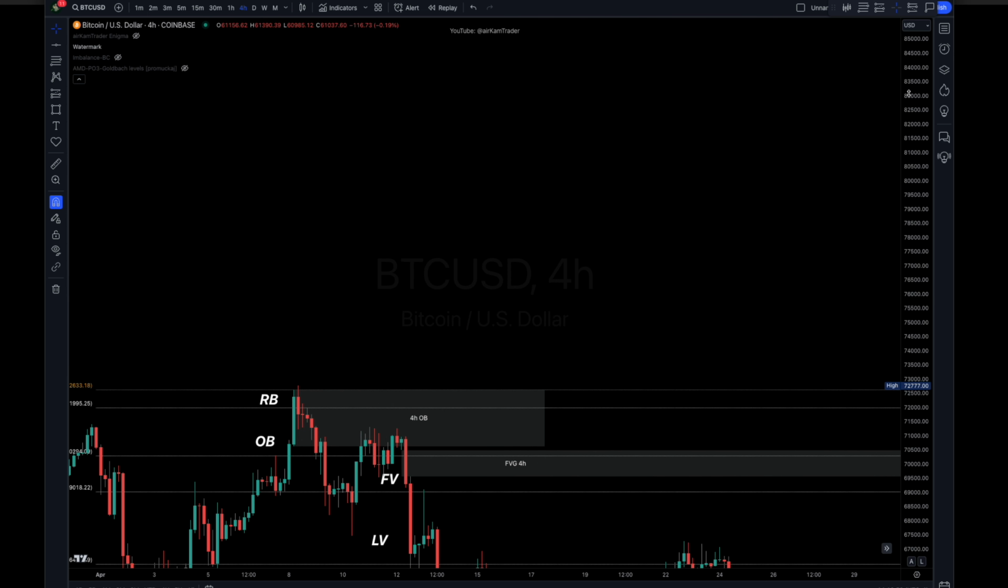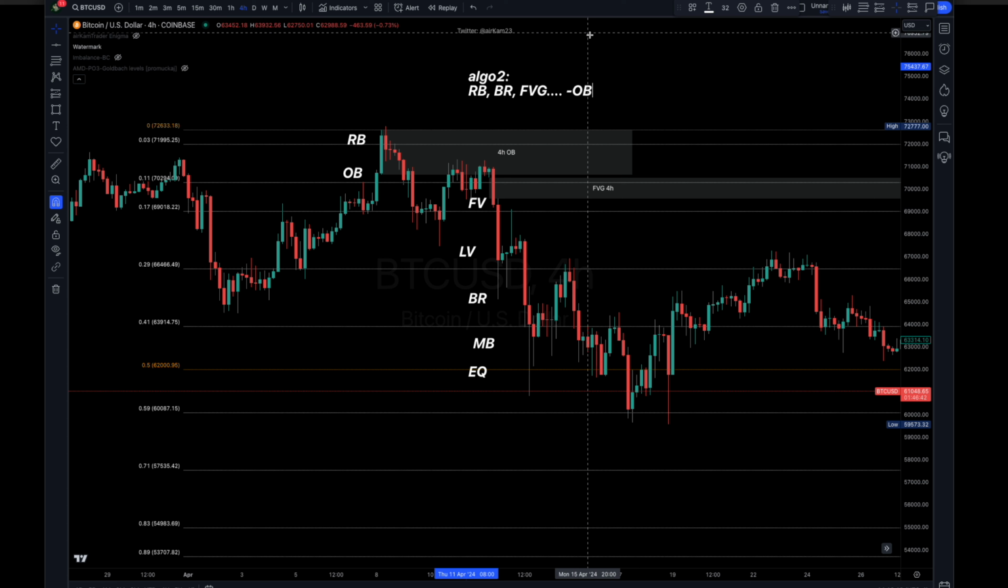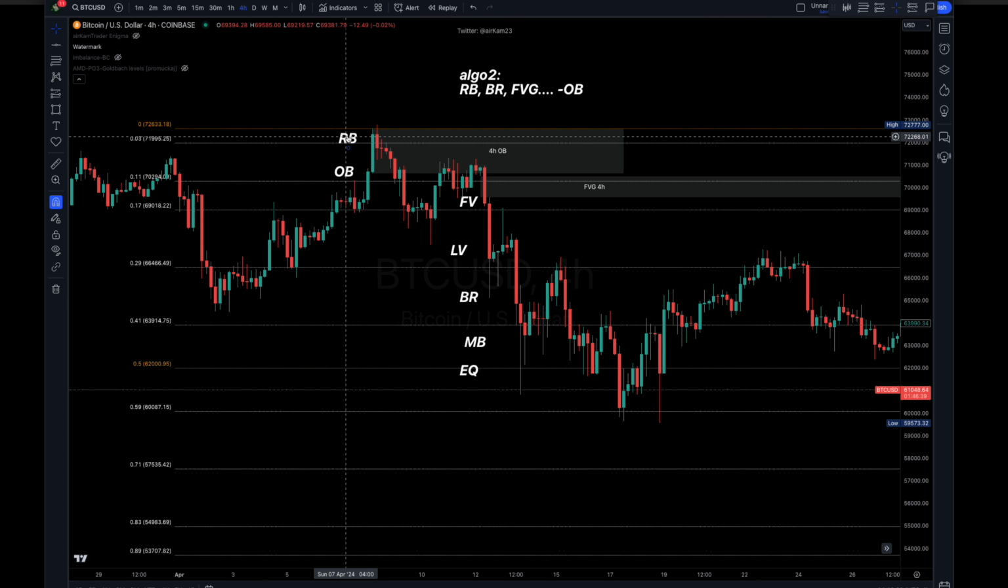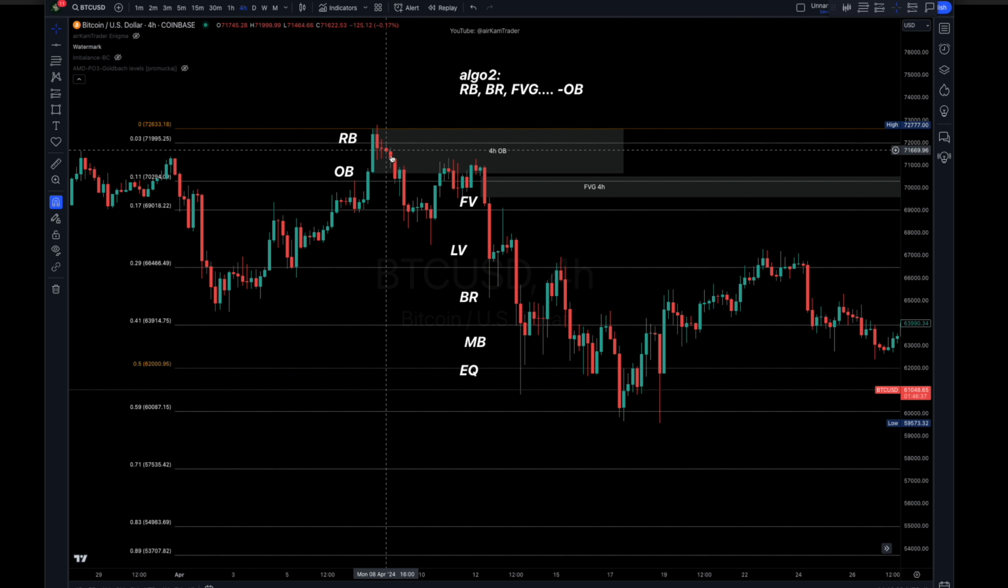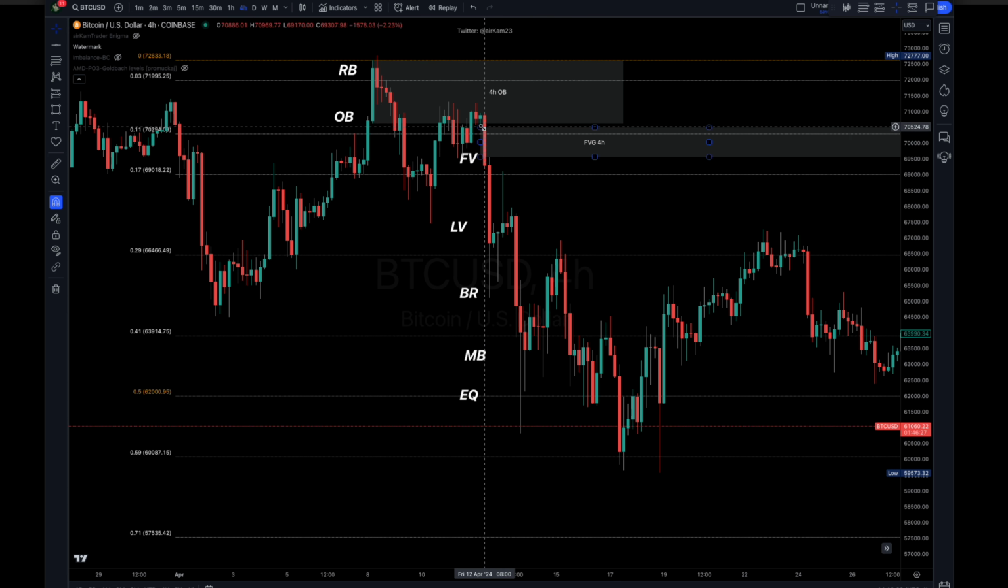Now the full version of algo 2 is actually rejection block to the breaker, to fair value gap, then it terminates at the opposing OB. So in this case it was perfect because we had rejection block down to the breaker, and look how it wicked into the fair value gap level. See that? We don't care about the visible fair value gap. We care about the partitions.